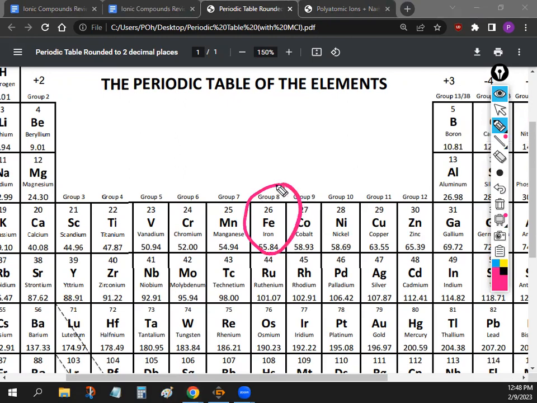Now it's right in the middle. So Fe is iron. That sounds odd, but if anyone here has a little bit of knowledge of Italian or Spanish, you might have heard names like ferro or Ferrara, stuff like this. So that comes from the word for iron.